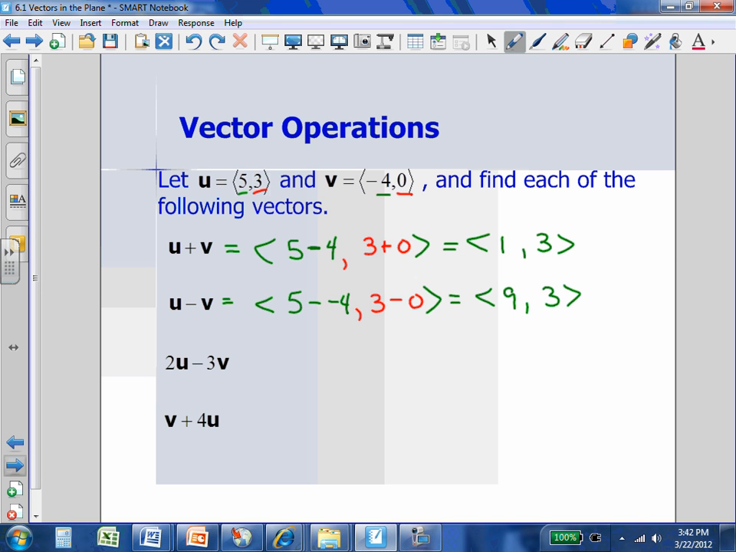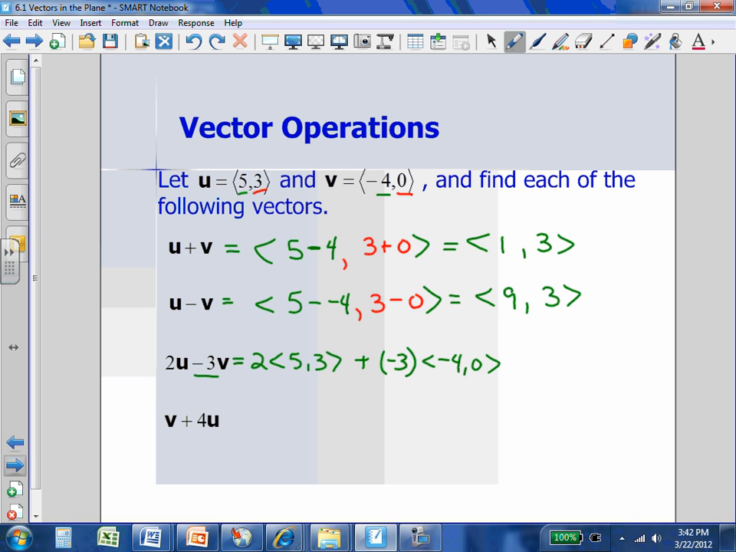Now the next one has the scalar multiples, and just like we have order of operations with real numbers, we have order of operations with vectors. You need to perform the multiplication first, then do the subtraction. So I'm going to lay this out here. I'm going to take 2 times the vector u, which is (5, 3), and then I'm going to add to it. Now I'm going to write this as an addition so I don't goof up here. I'm going to write it as plus a scalar multiple of -3, from right there, times the vector v. So this is (-4, 0).